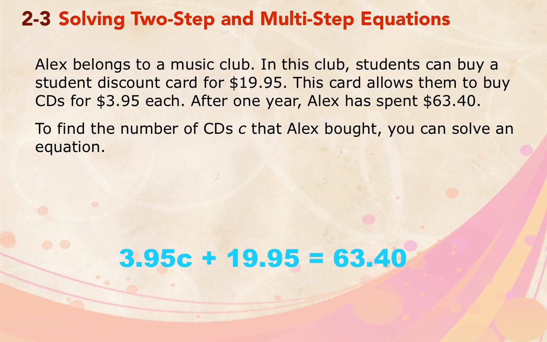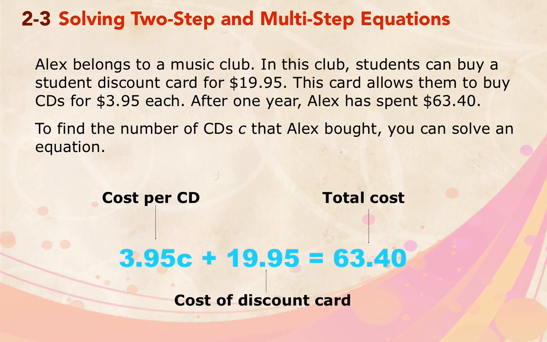So what you're trying to do is figure out how many CDs he has purchased. So what you're looking at here is the cost per CD, that's one charge to him, is $3.95 per CD, plus his initial cost of the discount card, which cost Alex $19.95. It gives you a total of $63.40. Now we're not going to solve this right now, but this is what these examples and these statements are going to look like. And maybe we'll come back and check this one out later.